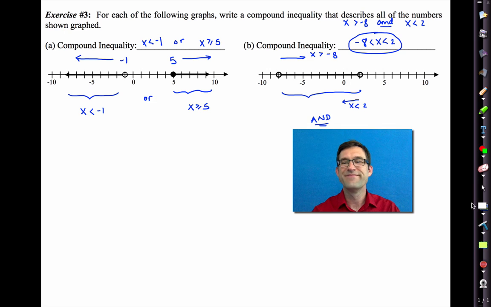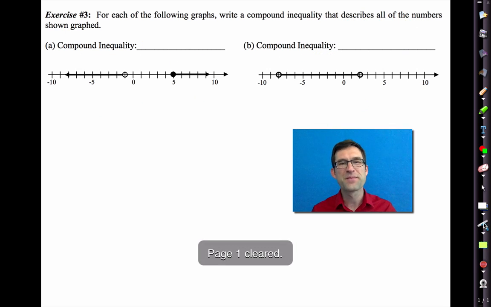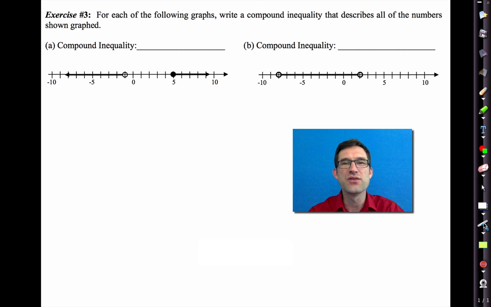Now we can move on. I'm going to clear out the text, so pause the video if you need to. Okay, here we go. Sorry about that. I moved on to the back side of the sheet too quickly.